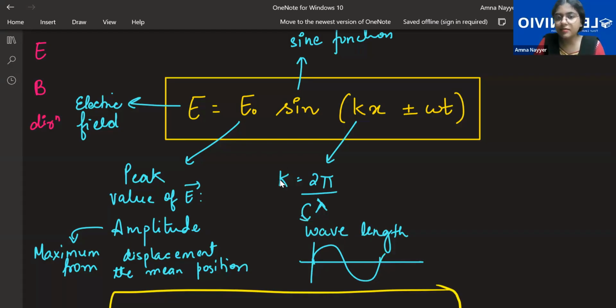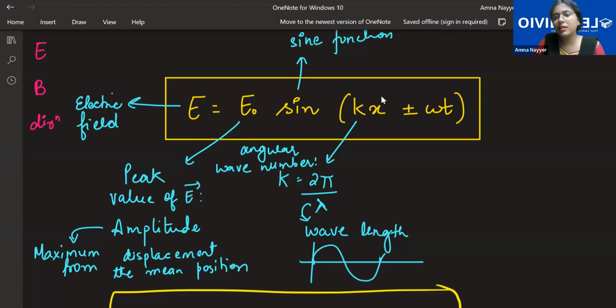So 2 pi by lambda is the formula of this k, which is the angular wave number. This is known as the angular wave number, this k. Okay. So k will be 2 pi by lambda. This is an important formula because most of the time you will be given the wavelength also, or sometimes this equation will be given and wavelength is asked. So different things can be there.